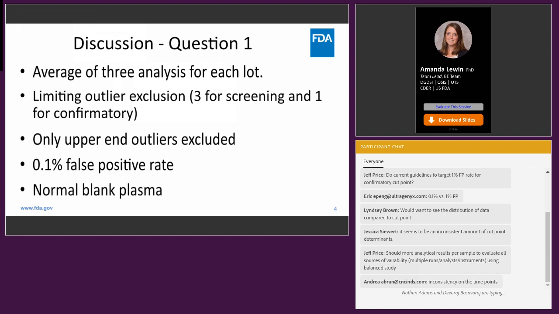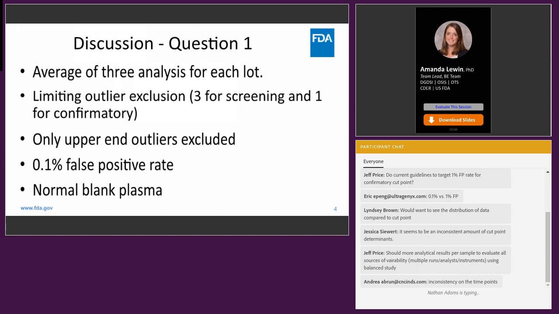This last note, I'm only going to address in this case and not really much further. They used normal blank plasma, right? So that's typical in validation. There's nothing necessarily wrong about that. But just to note that the study was done in patients.